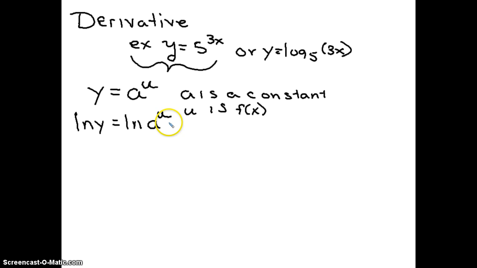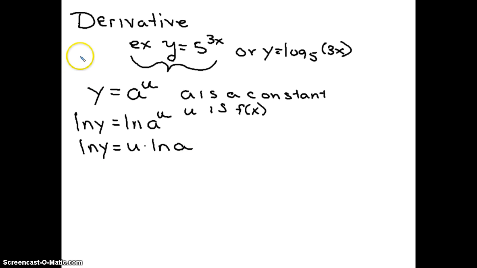And if you remember, with ln of a to the u, this power can drop in front of that logarithm as the use of one of our log properties. So I'm going to rewrite it like that before I take the derivative. So we get u times ln a. This we can take the derivative of.